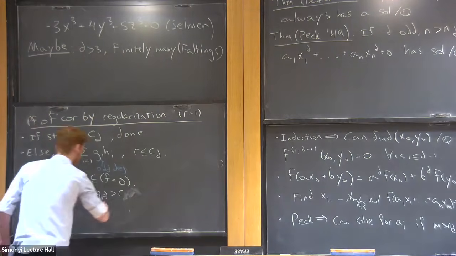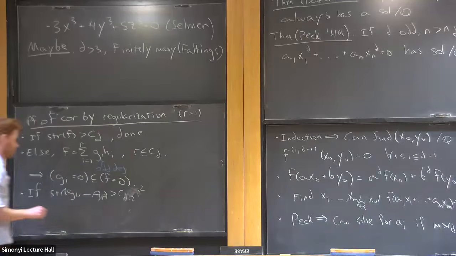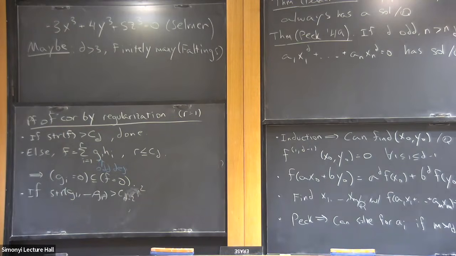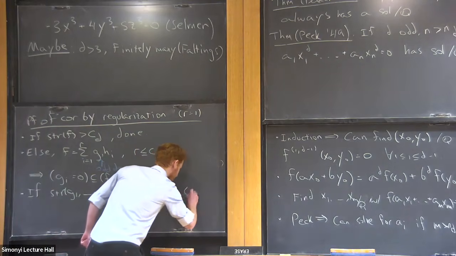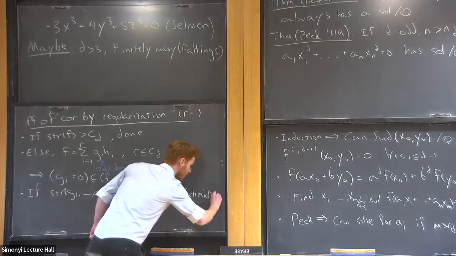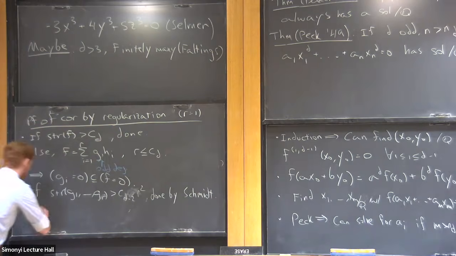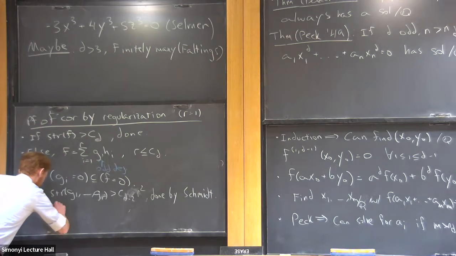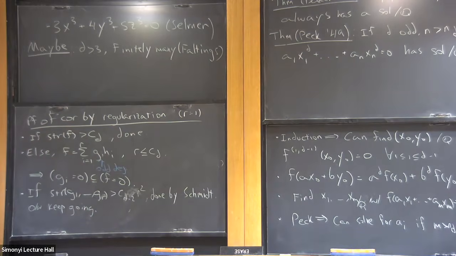Now these GIs have lower degree. So let's say they have degree d minus 2. But that's the key point, that they have lower degree, right? And maybe Schmidt's theorem applies, then we're done, because we get lots of rational points. And otherwise you keep going. So at every stage of this argument, the degrees decrease.